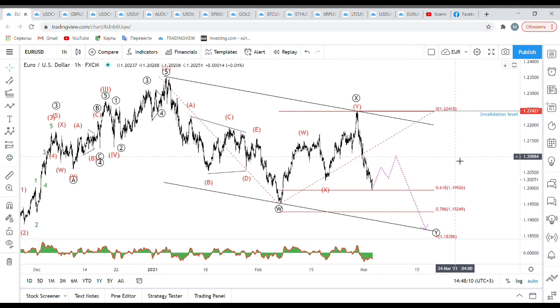And we will start with the euro-dollar pair. The pair goes according to our alternative option, which we voiced a week before. This option assumes a double zigzag correction WXY. The targets of this correction are at the levels of 1.18, 1.16. I guess now we only got wave A of Y. So after the correction to this decline within wave B, the decline will continue.